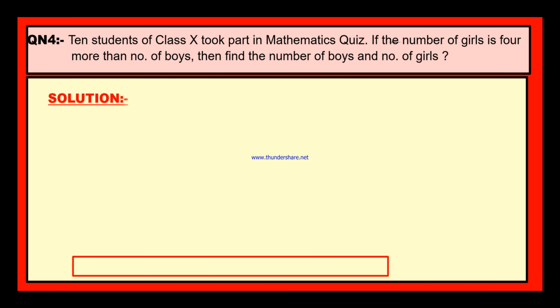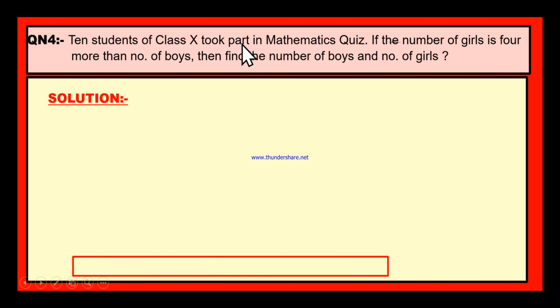In order to solve this, we have to find the number of boys and the number of girls who participated in the mathematics quiz. Is it clear? Okay, we have to find two values. Therefore, we have two unknowns. In order to find these two unknowns, let us frame two equations first of all.